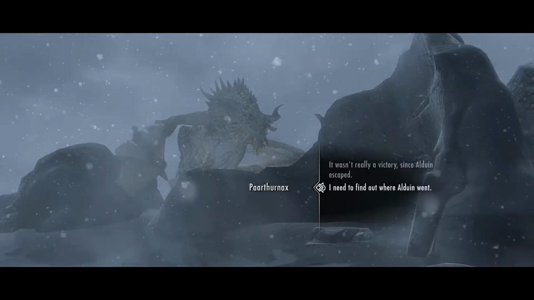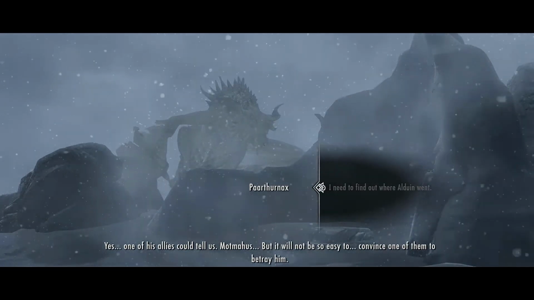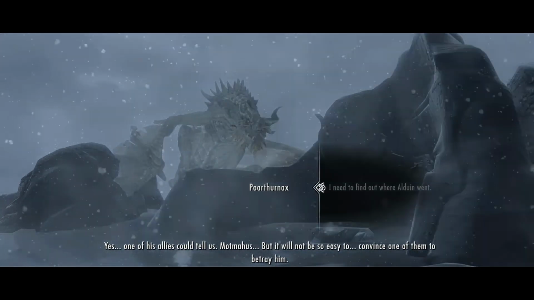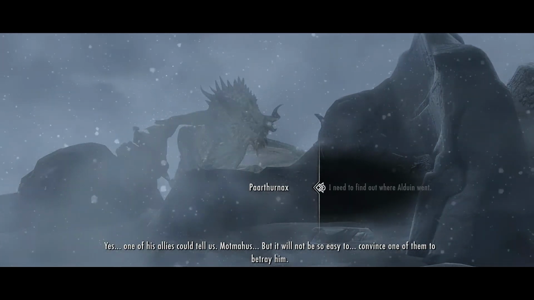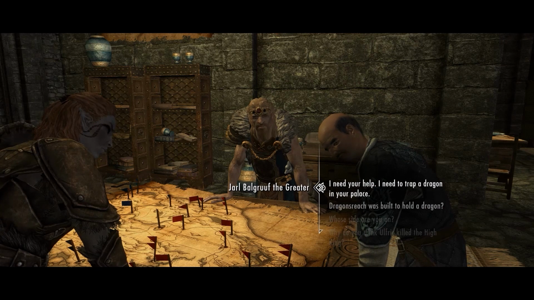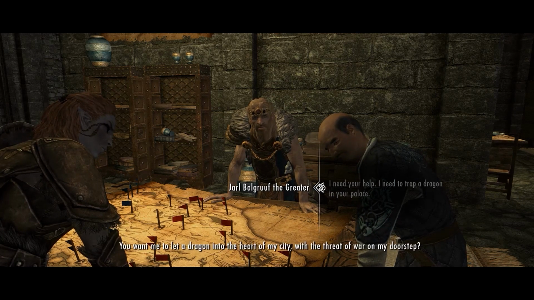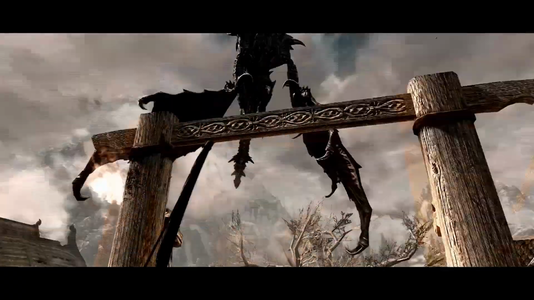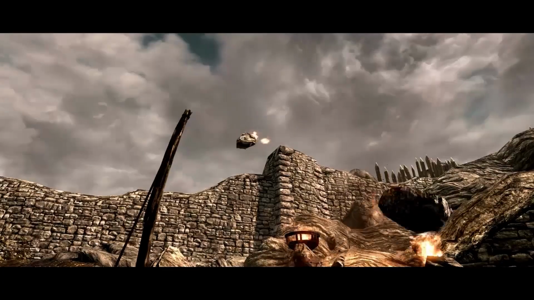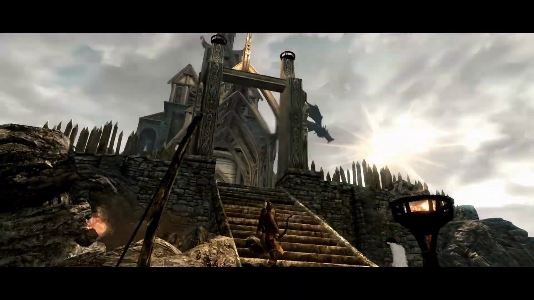In Skyrim, after we defeat Alduin, Paarthurnax says that we must find the place where Alduin lives by capturing his ally. The only place in Skyrim where the dragon can be captured is Dragonsreach. So now we travel to Whiterun because we need to convince Jarl Balgruuf to use his castle as bait for the dragon. So that, as you can see, is a change of focus to our main enemy Alduin, because we want to find him. This is good.